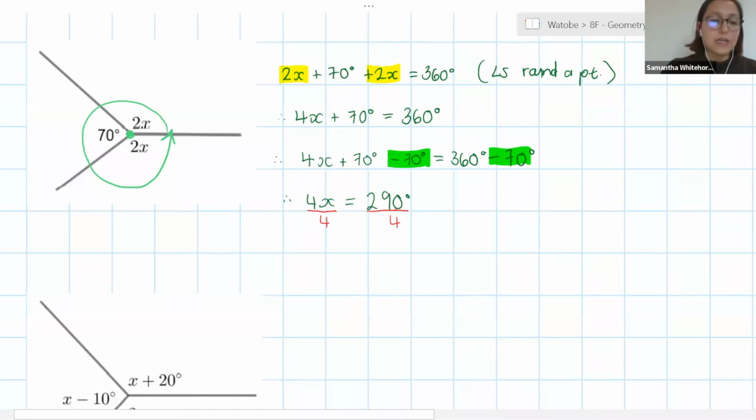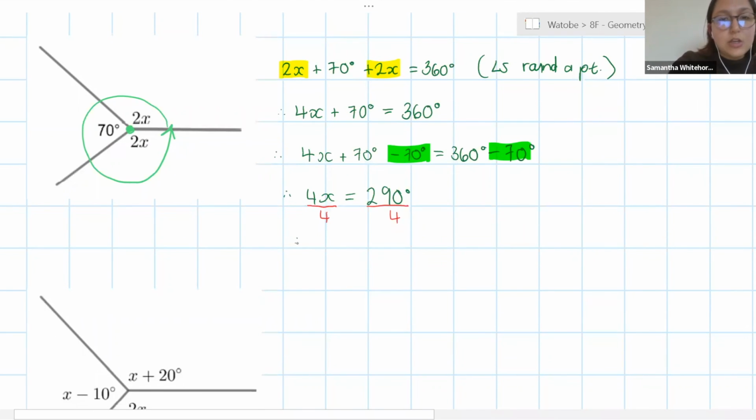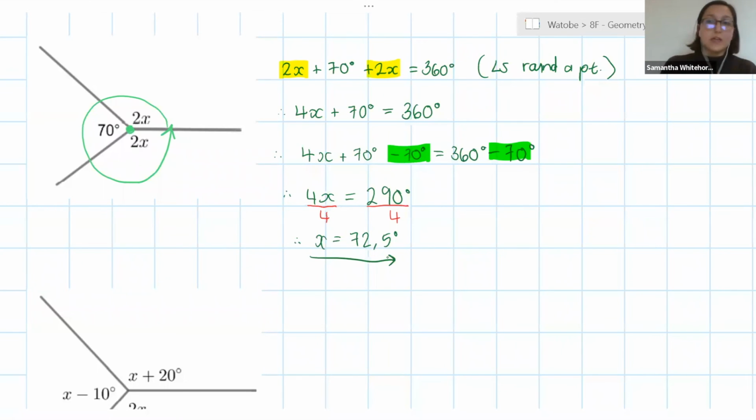And 290 divided by 4 is equal to 72.5. Sorry, I shoved my screen down a little bit there. So x is equal to 72.5 degrees. Now it's okay to get a decimal for an angle. Generally, your decimal will be a half. It won't be any weird long decimals, but that's not to say it can't be. So it's okay that we got a decimal.